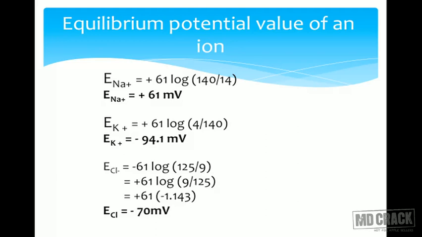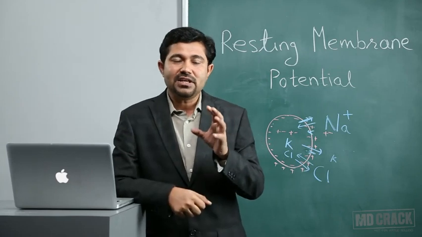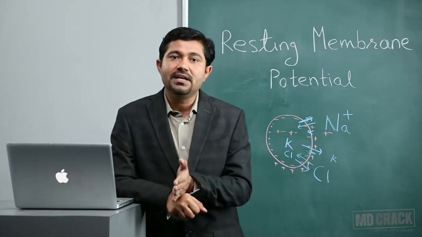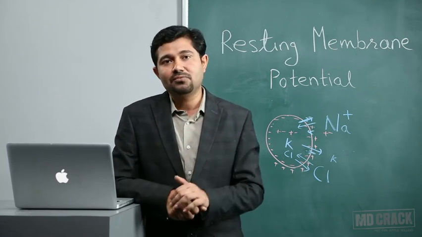But when will it stop? When the membrane potential becomes minus 94 millivolt, because at that time the electrical gradient force will be directed inside, the concentration gradient force will be directed outside, and they will balance each other and cancel each other. So if the potassium wants to change the membrane potential, it will take it to minus 94 millivolt.